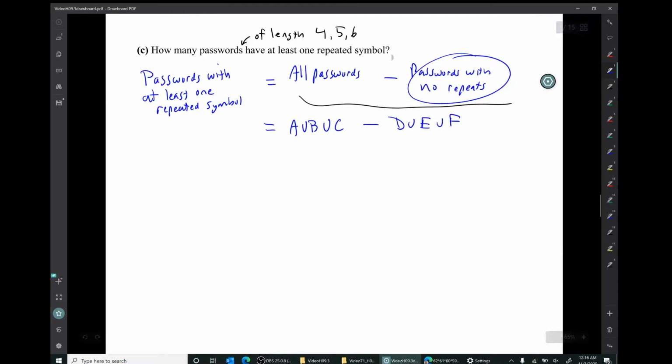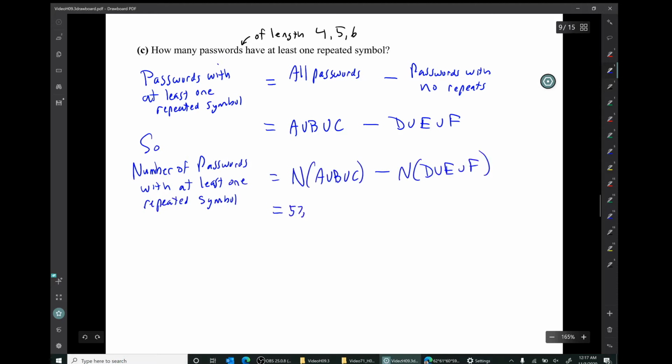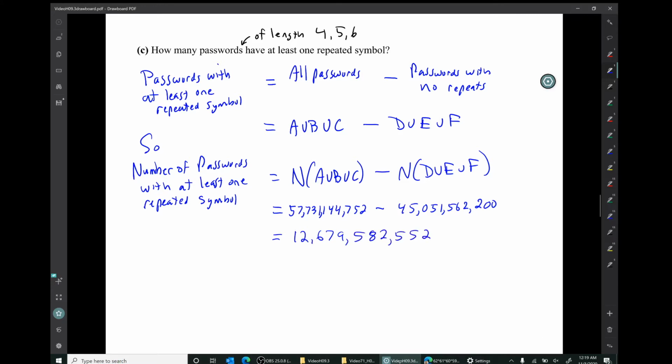So we're interested in counting this set, and so by the difference rule, we can count this set and subtract the count of this set. So that's the number of passwords with at least one repeated symbol, 12 billion and so on.